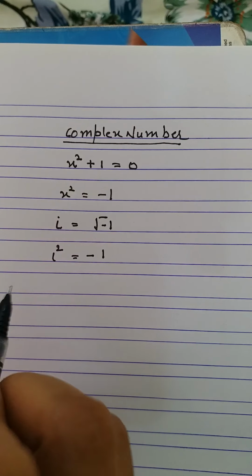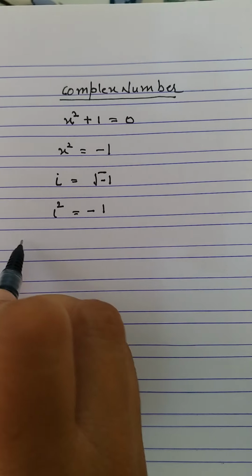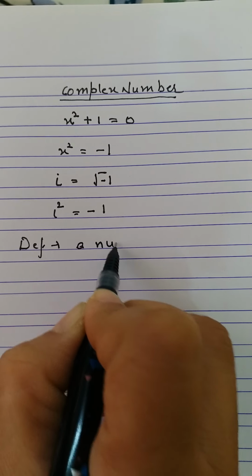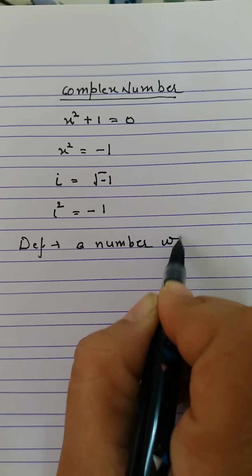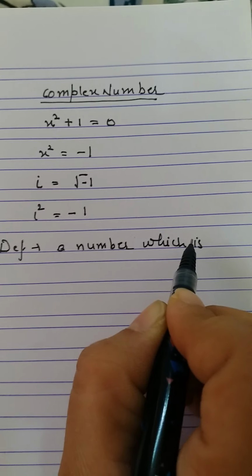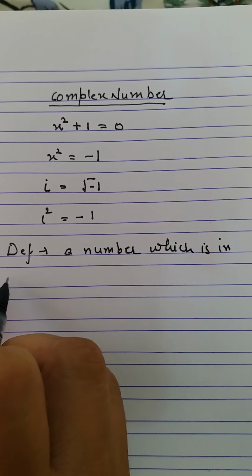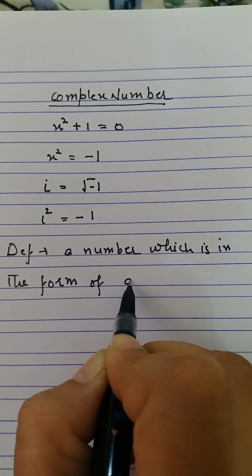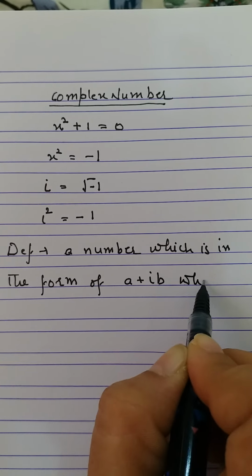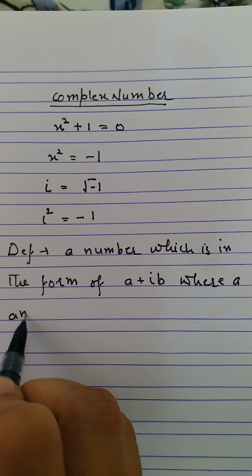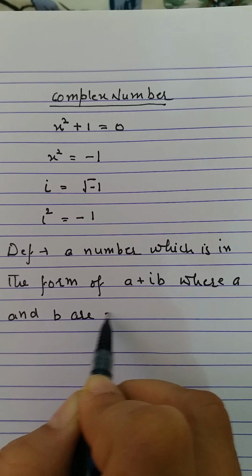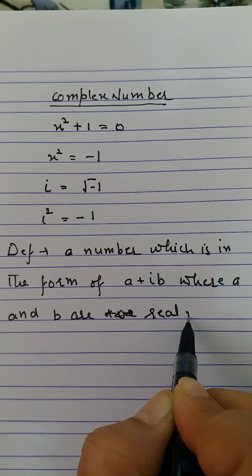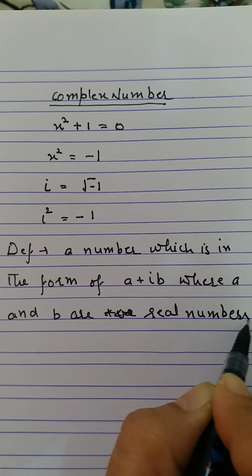Now we will write the definition of a complex number, that is a number which is in the form of a plus iota b, where a and b are real numbers.